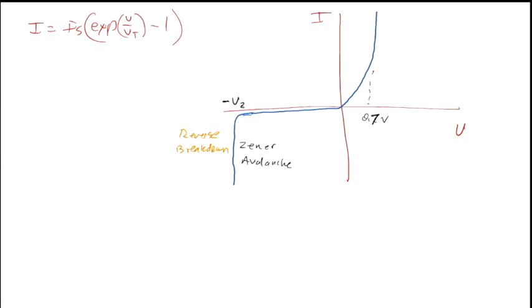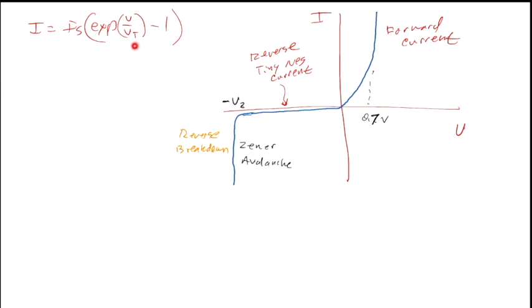This current here is a tiny negative current. And the forward current is positive bias current, and it can be huge because we've got this exponential relationship. So we'll work through what this means, especially in tomorrow's session.